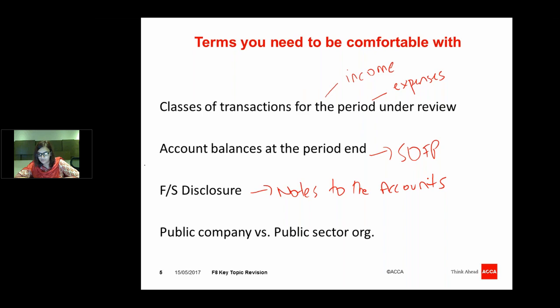I honestly think it's the same. What's your opinion? Is it the same? So you're saying no. Could someone please tell me what a public company is? If in a question I say this is a public company, what does that mean?